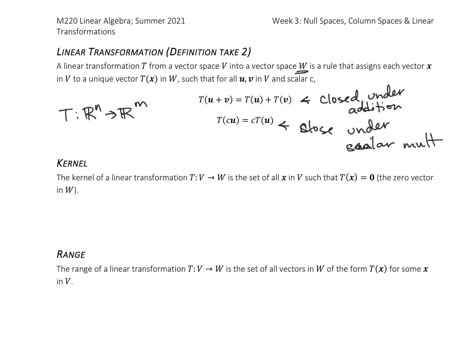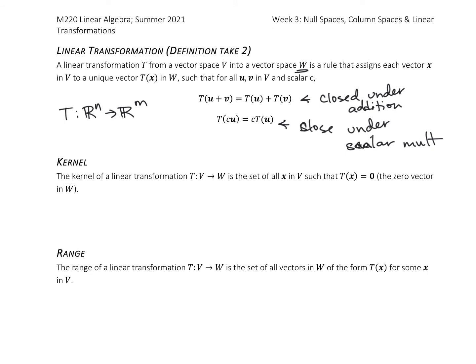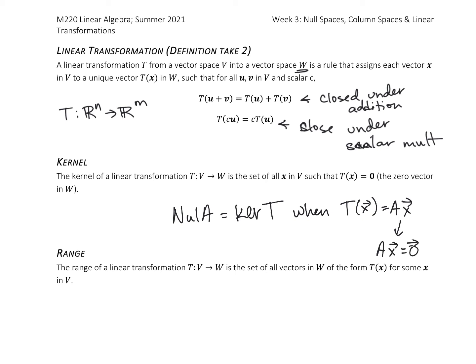The kernel of a linear transformation is equal to the set of all x's such that T of x is equal to 0. So that looks familiar. In other words, the null space of A is equal to the kernel of T when T of x equals Ax. Because the null space of A is equal to all the solutions for Ax equals 0, and we define the kernel as T of x equals 0.